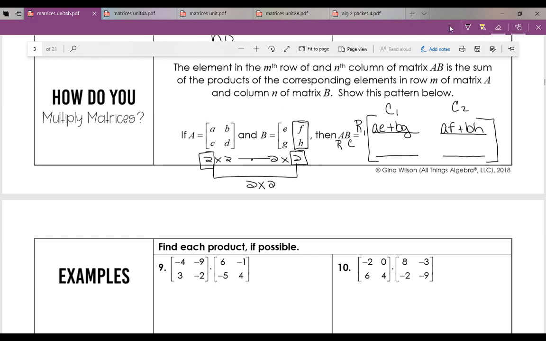So now I'm done with my first row. I do not need those numbers anymore because I'm done with row 1. So I'm going to move on to row 2. So I'm going to pair C and D with E and G. So that would be CE plus DG. CEDG. What's the last pairing?